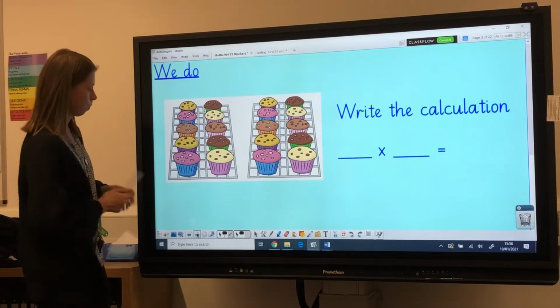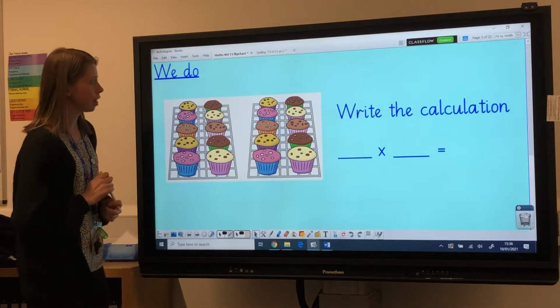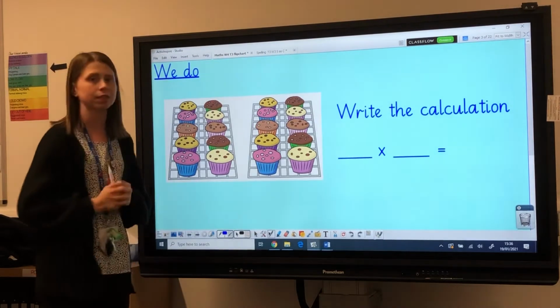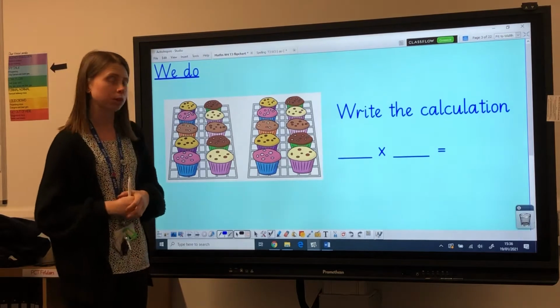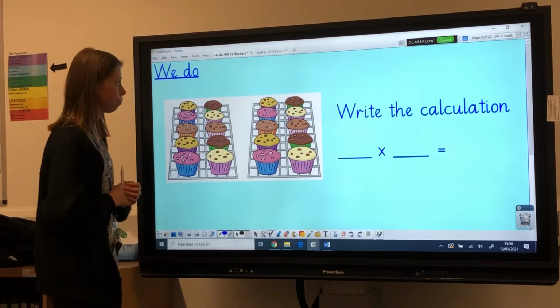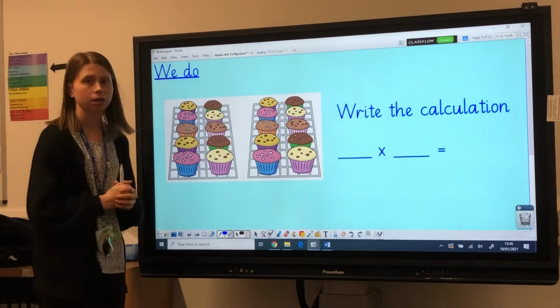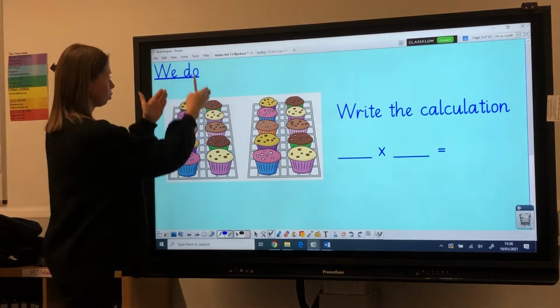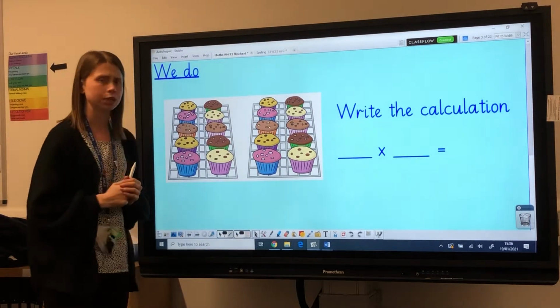Okay, now we're going to do this all together, so get your pieces of paper and pens at the ready. We're very used to doing this now because we did it all of last week. So we're going to write the calculation, we're going to write the sum for the picture here, the multiplication sum. Now, I've got a picture of some cupcakes, and I know I've got 2 groups of cupcakes. Now, how many have I got in each? Should we count them up?